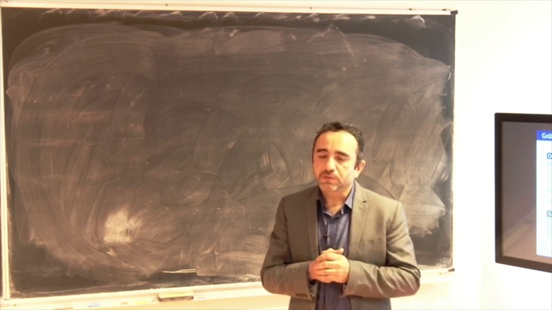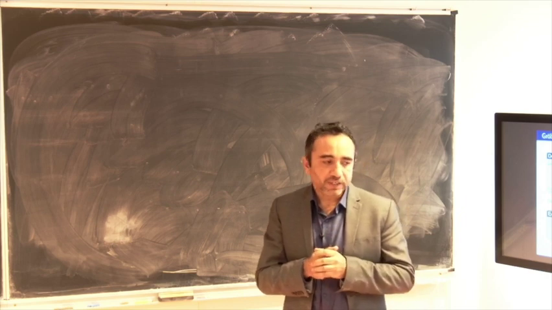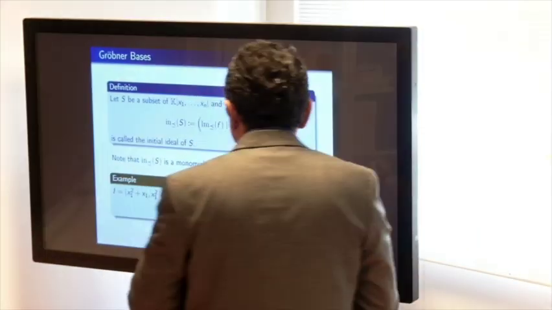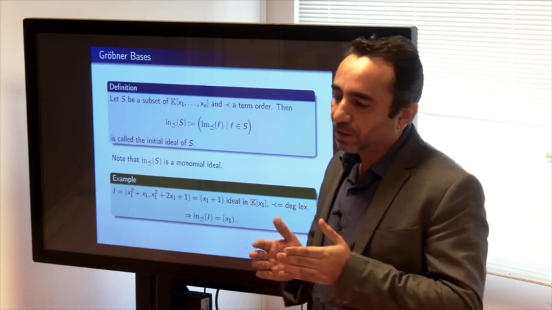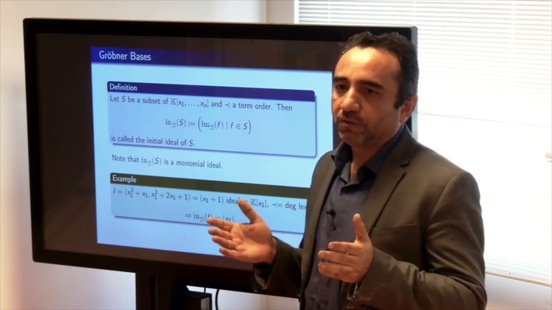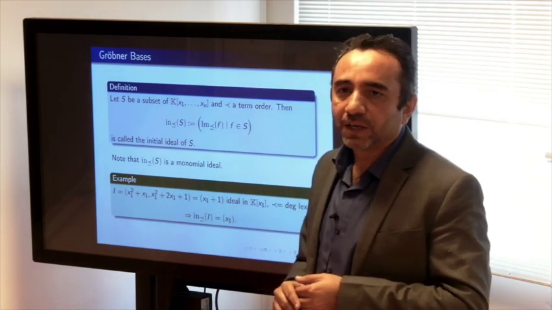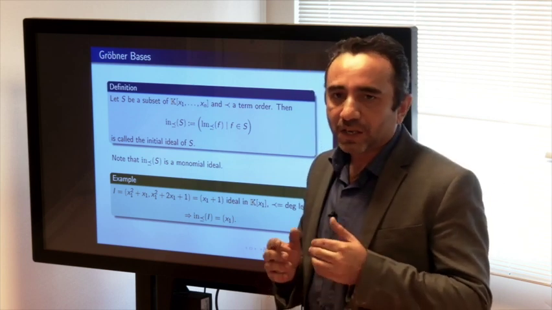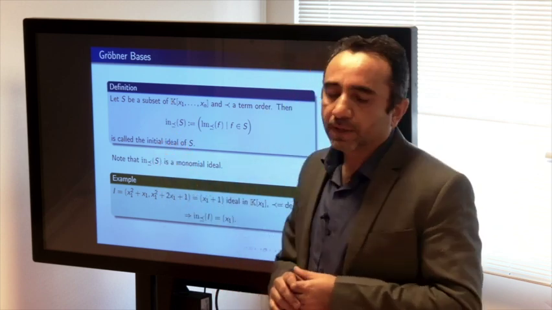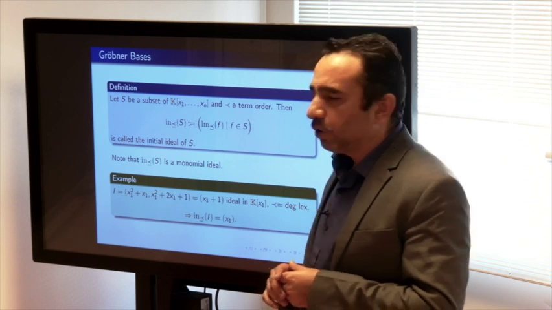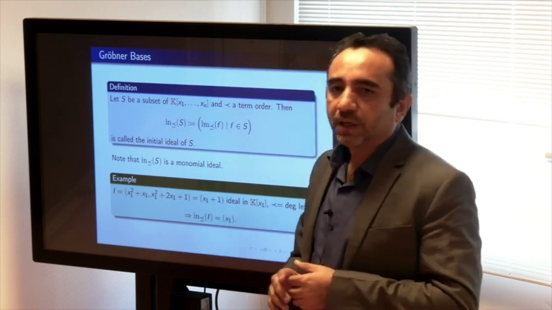The other thing about Gröbner basis is, before we define it, there is one more thing I need to define, and that is the initial ideal. Let S be any subset of the polynomial ring in the variables. Again we need an ordering, which makes sure which side we need to go. So we fix a term order, and the initial ideal, denoted by in of S, is generated by all leading monomials of f, such that f belongs to S.